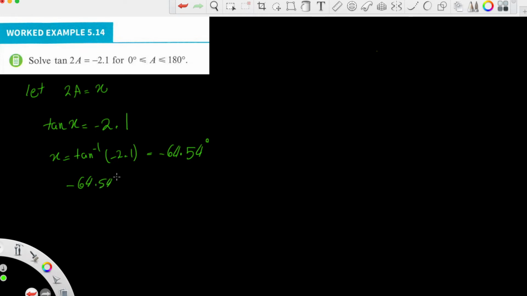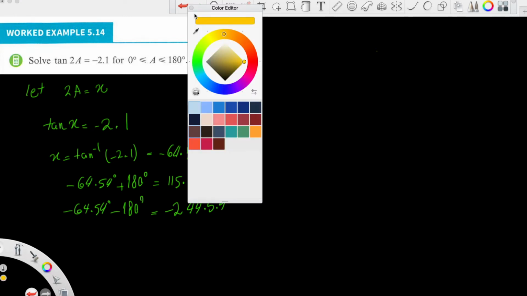Then, we learned that plus 180 and minus 180 will give you the same ratio for tan. So negative 64.54 plus 180, and negative 64.54 minus 180. If you add 180 to this angle, it will be 115.46, and if you subtract, it would be negative 244.54.